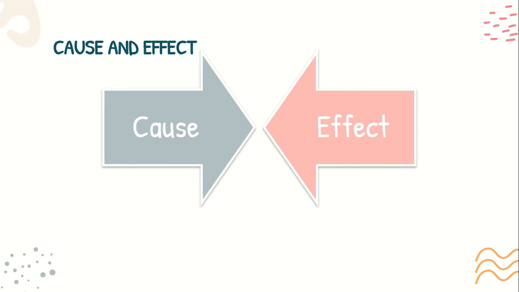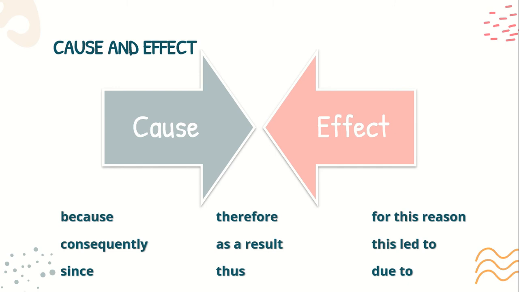Cause and effect. Here, the writer presents the information by explaining how or why a certain event or occurrence happened. That is the cause, and what resulted from that particular cause or occurrence, that is the effect. These are the transition signals that you can use when you are writing a cause and effect text: because, consequently, since, therefore, as a result, thus, for this reason, this led to, due to.